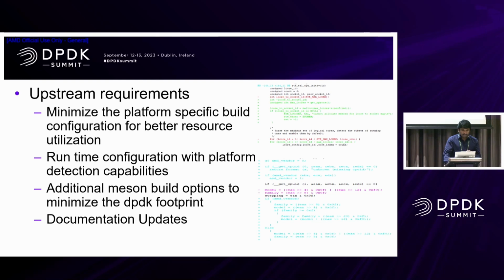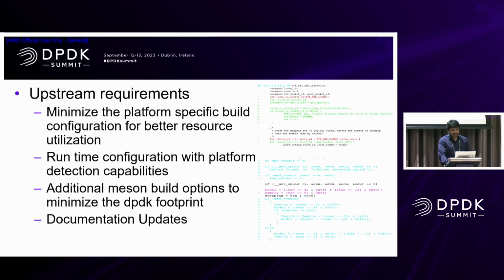With that in mind, there are a couple of things that we propose to add. One is the static configuration, because for package builds there is no way you can have a generic thing. So the best thing is to minimize those static configurations, especially in terms of the max number of lcores, things like that.